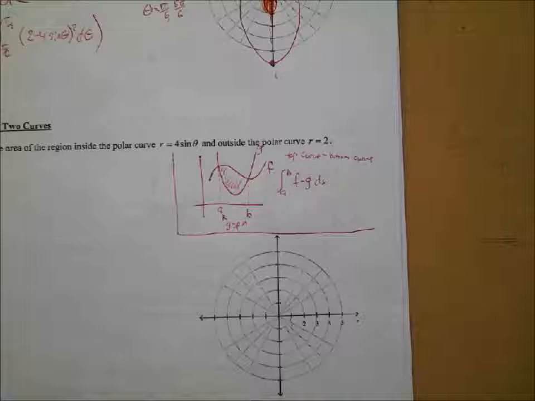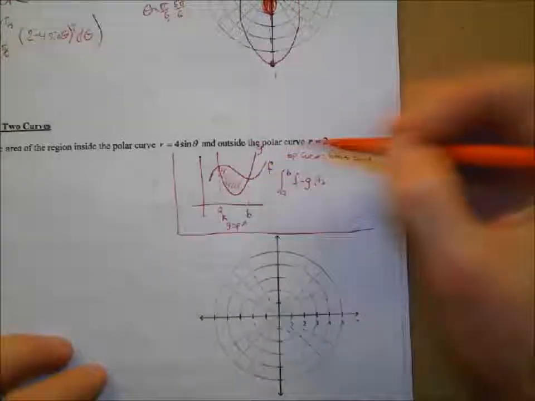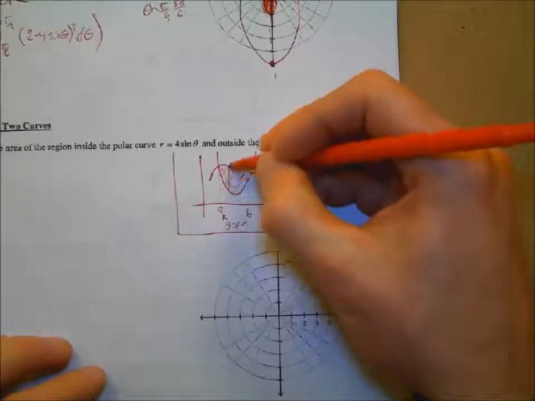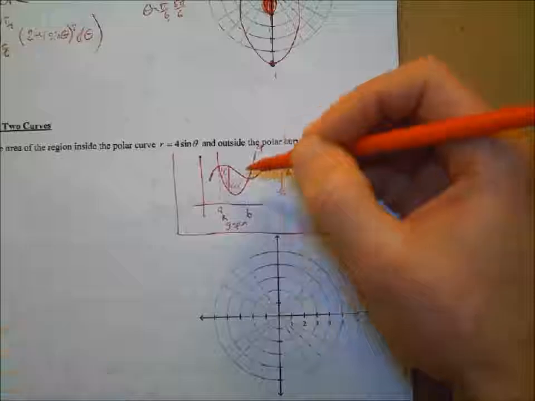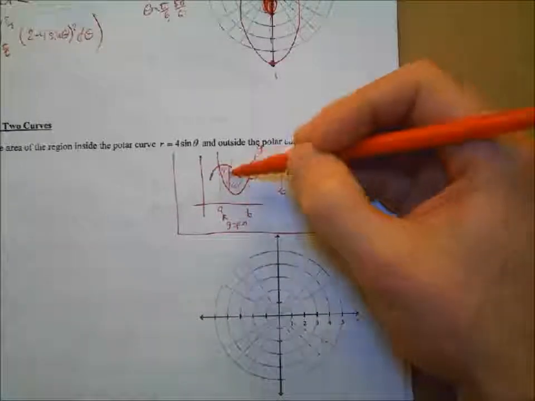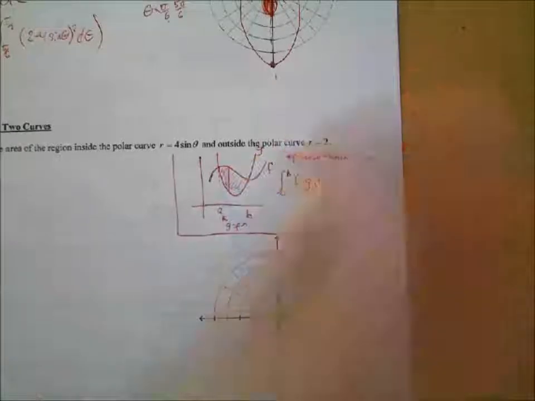Top curve minus the bottom curve. Because the idea here is that we do top curve minus bottom curve because we're trying to find the distance between these two points for the height of our rectangle. The height of a rectangle is not determined just by a single function. It's determined by the combination here, the difference between these two. So we do top minus bottom.